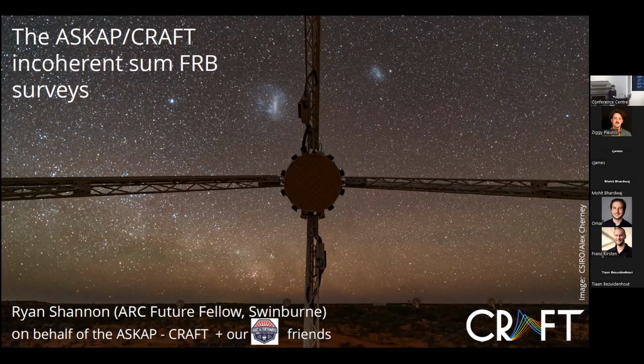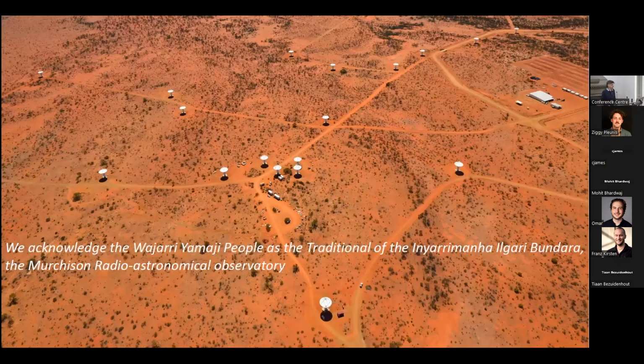I'll put the microphone up there. So yeah, I'd also like to acknowledge the Wadri Yamaji people as the traditional owners of the ASKAP site. It's a real great pleasure to be on their land. It's a very quiet land, which allows us to avoid the interference that all of us face when we're doing our radio observations.